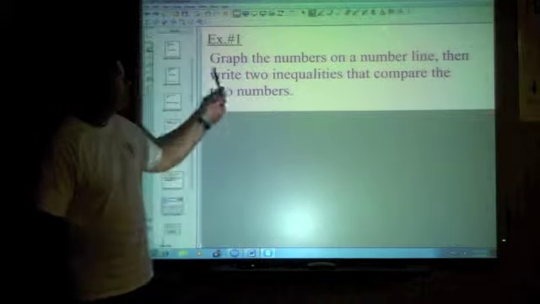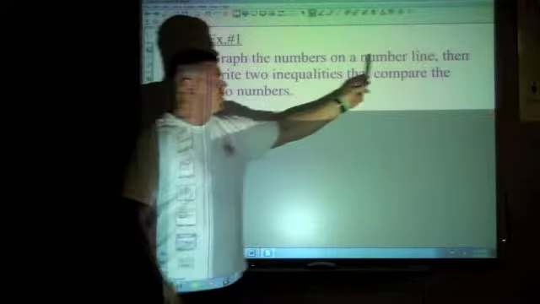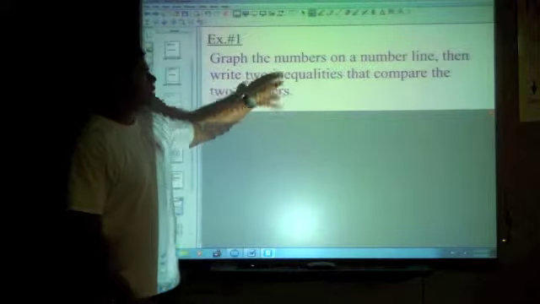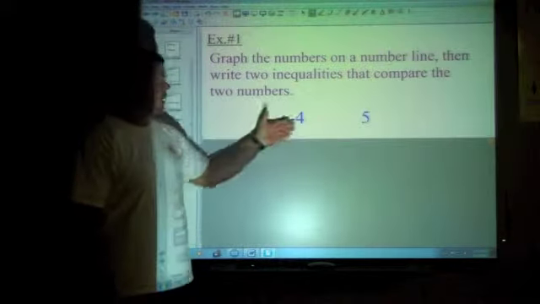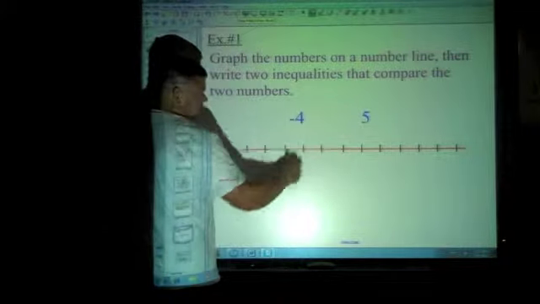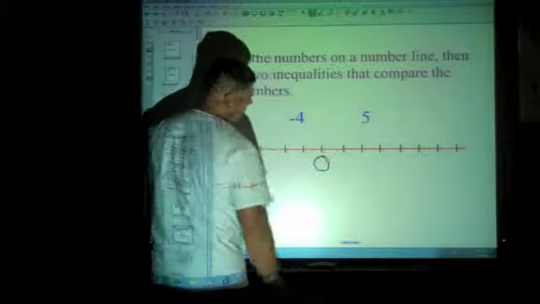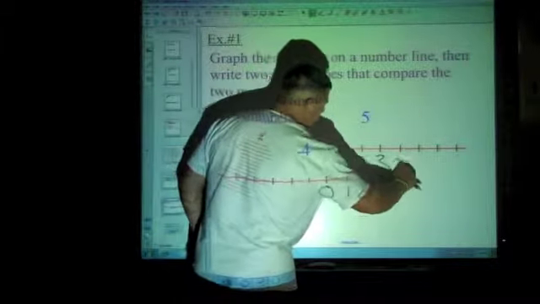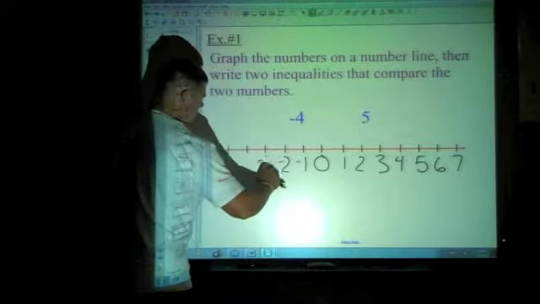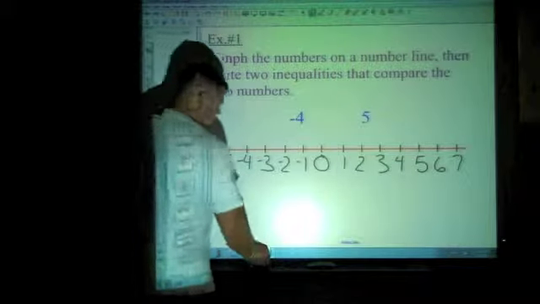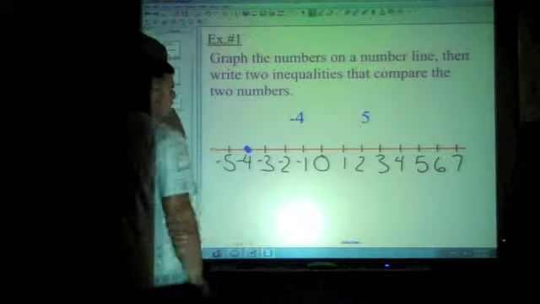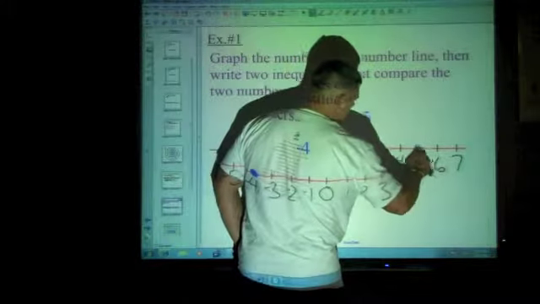Graph the numbers on a number line. Then when you're done, write 2 inequalities that compare. Remember, compare is what's the same, what's the difference of the two numbers. So we're going to write an inequality comparing the two numbers. So here are our two numbers, -4 and 5. It's going to be pretty easy to graph that. I'm going to start off by labeling my number line. I'm going to put 0 right here, which means this is 1, 2, 3, 4, 5, 6, 7. And over here is -1, -2, -3, -4, -5. And I'm going to graph those numbers. So -4 is right here on the number line. It's pretty easy. And +5 is right here on the number line.